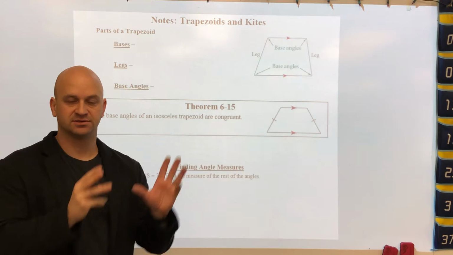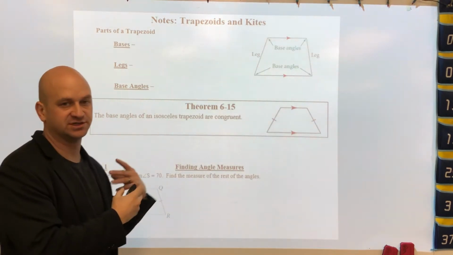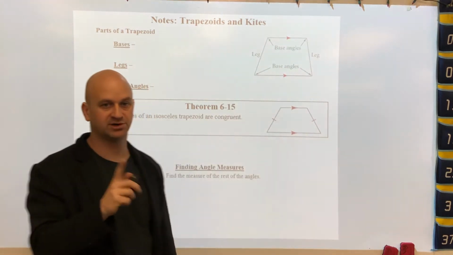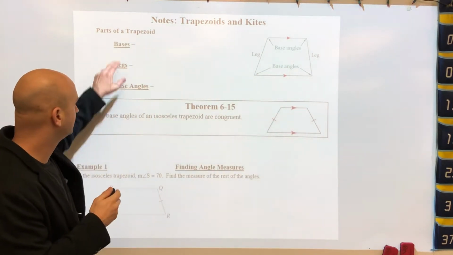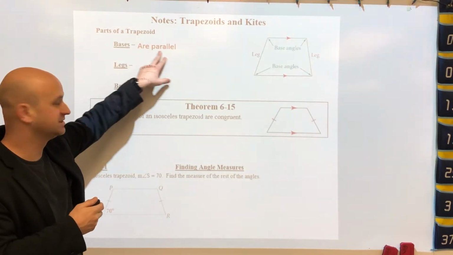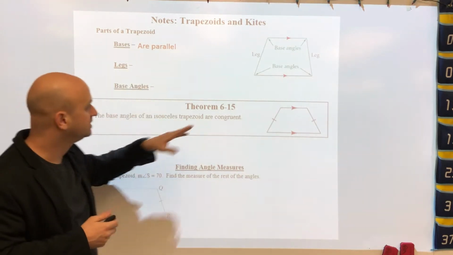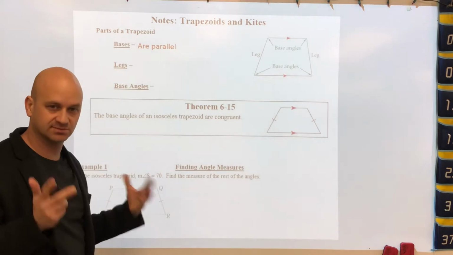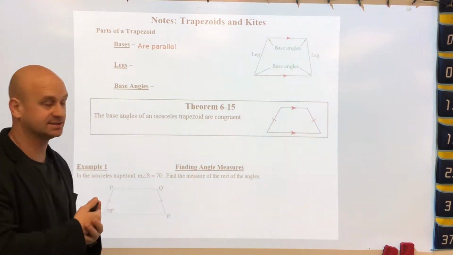Alright, so now we're in the left half of the family tree. And we saw earlier that a trapezoid has one pair of parallel sides, right? And the parallel sides are going to be called bases. Those are the things that are parallel. The legs are going to be the slanted sides sometimes. Sometimes we have some that are not, right?